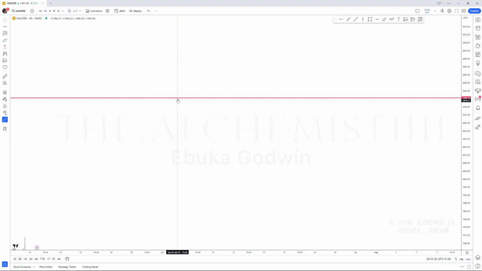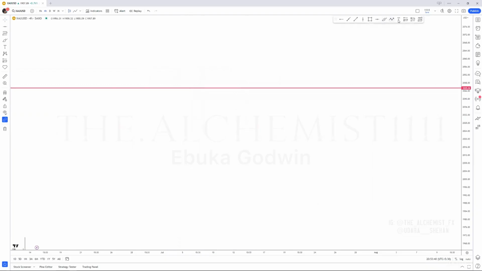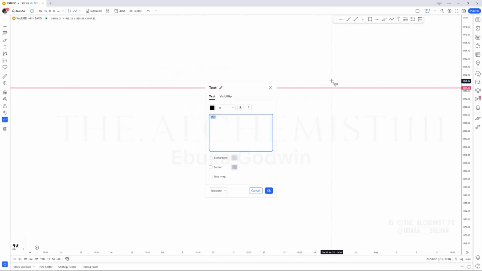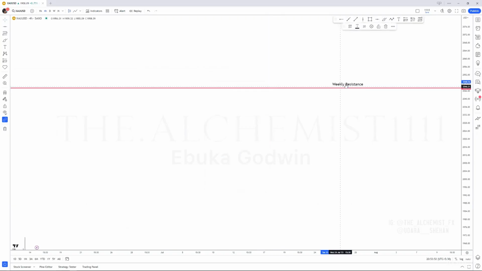Okay, just assume that this red line in here is a weekly resistance. Let me type it out so that way it's clear. Okay, so let's assume that there is a weekly resistance. Now, this is the first thing that needs to happen for a storyline to start. This is the first factor.